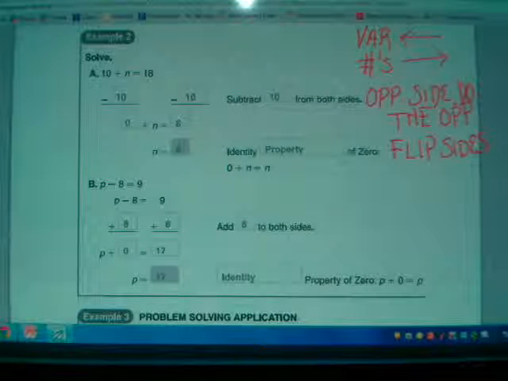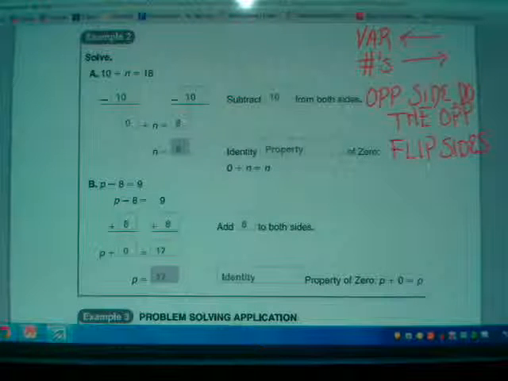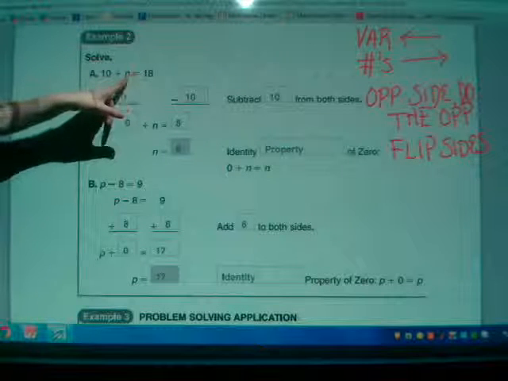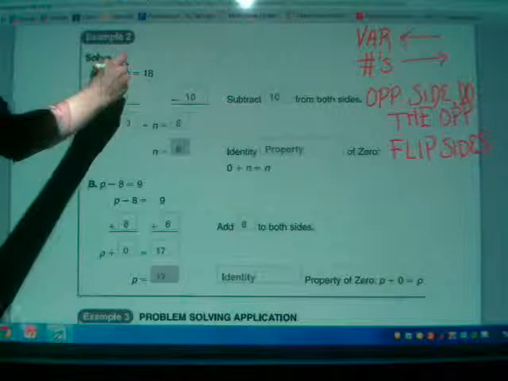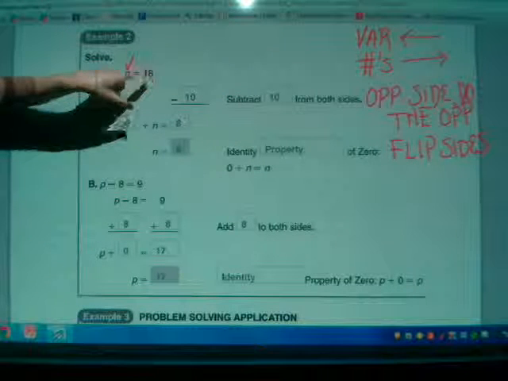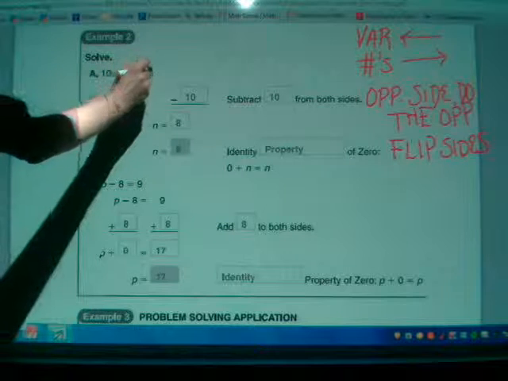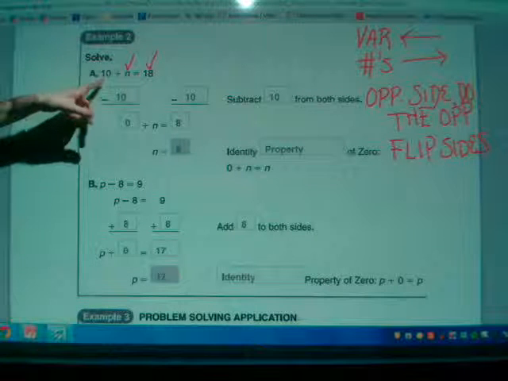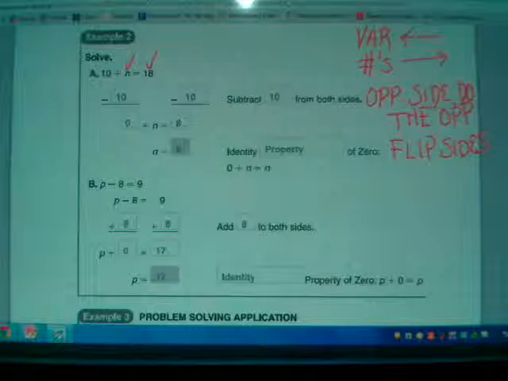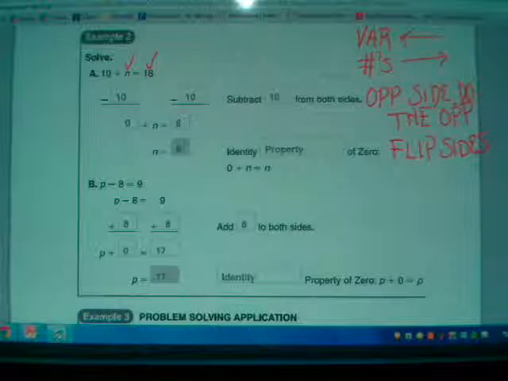Okay, so with those rules in mind, let's look at question 2, part A here: 10 plus n equals 18. So based on the rules, this variable is on the left side of the equal sign. That's okay. And this 18, being a plain Jane number, a constant really, that's okay on the right side of the equal sign. So the one thing that I have to get rid of here to make this work is the 10. That's a number. It belongs on the right side of the equal sign, not the left.